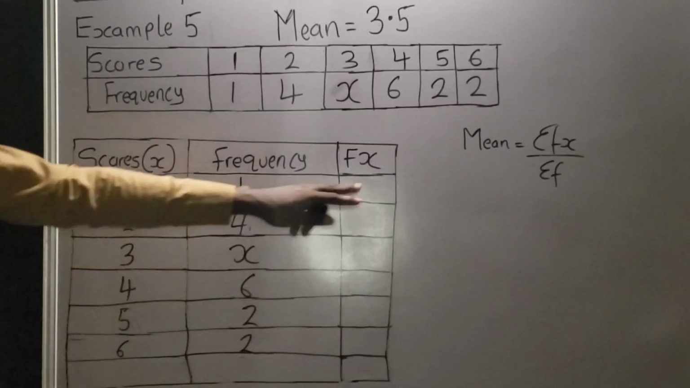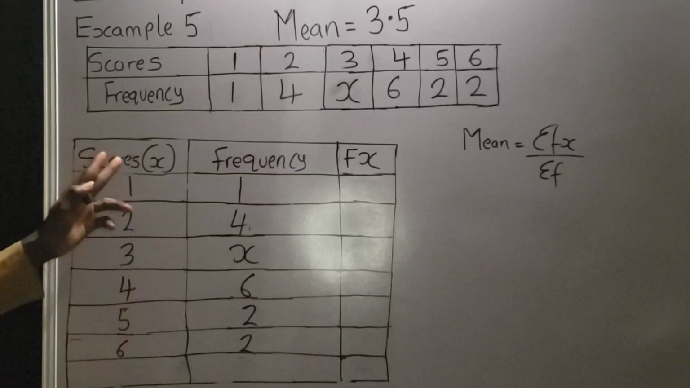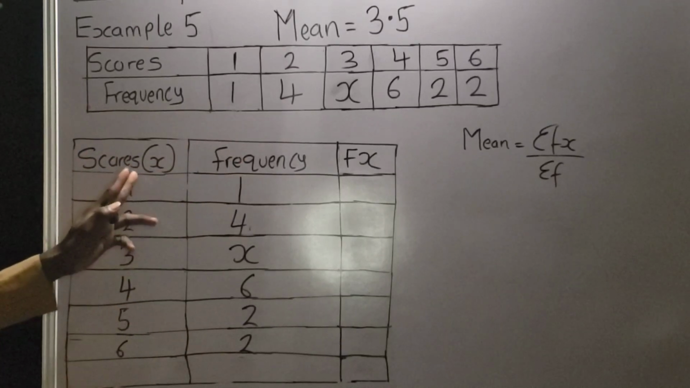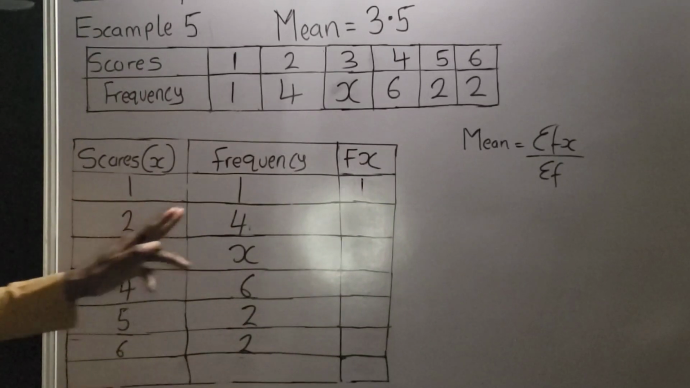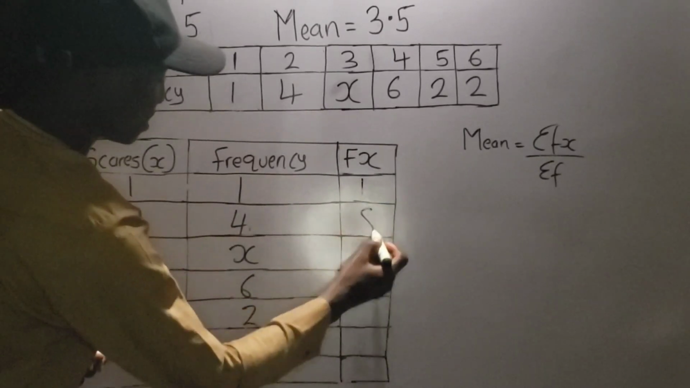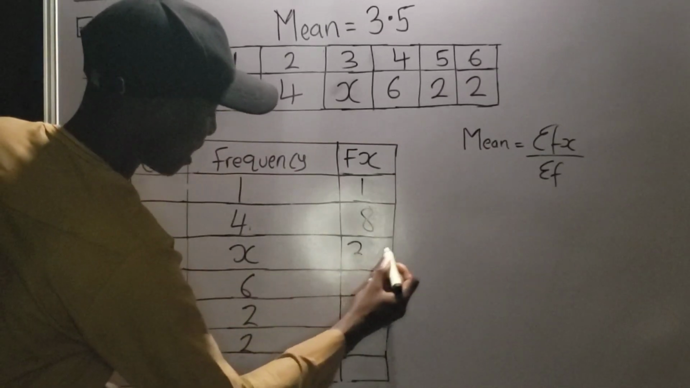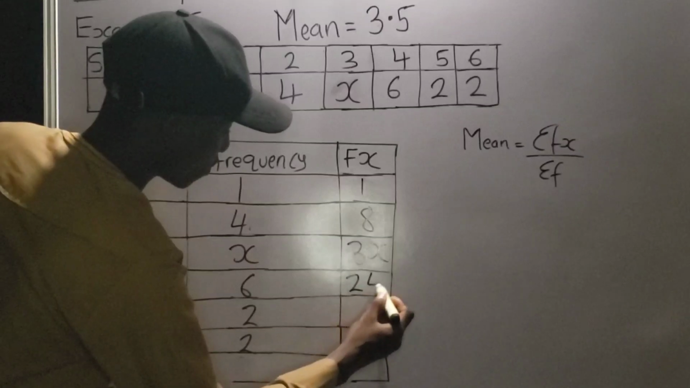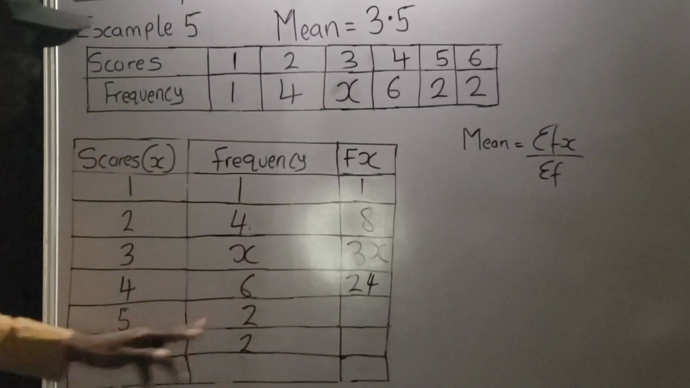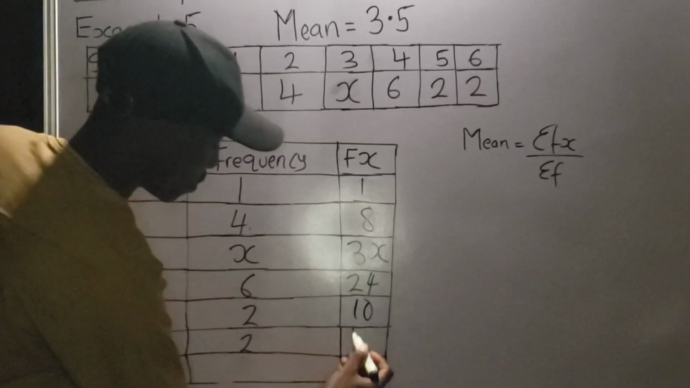So what is fx? We have to take the product of the scores and the frequency. So I'm going to have 1 multiplied by 1, that is 1. 2 multiplied by 4 is 8. 3 multiplied by x is 3x. 4 multiplied by 6 is 24. 5 multiplied by 2 is 10. 6 multiplied by 2 is 12.